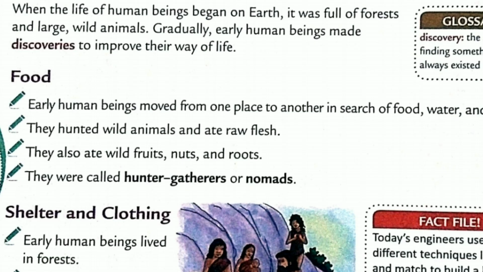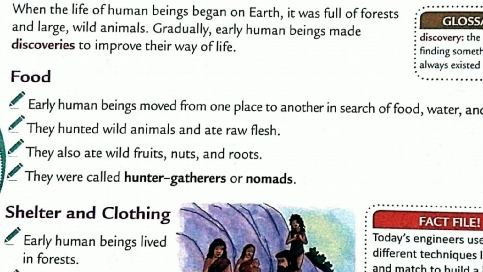Then, what was the food condition of early human beings? Early human beings moved from one place to another in search of food, water, and shelter. They hunted wild animals and ate raw flesh. They also ate wild fruits, nuts, and roots. They were called hunter gatherers or nomads.